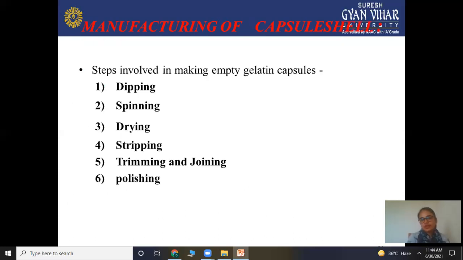Next is manufacturing of the capsule shell. This is the process of how you manufacture the hard gelatin capsule shell. These are the steps of manufacturing the hard gelatin capsule shell, and gelatin is used for manufacturing. The first step is dipping. After dipping, spinning takes place, then drying, then stripping, trimming and joining. And the last, final stage is polishing. So these are the steps for formation of the empty hard gelatin capsule shell, including the body and cap part. Now we see these steps one by one.